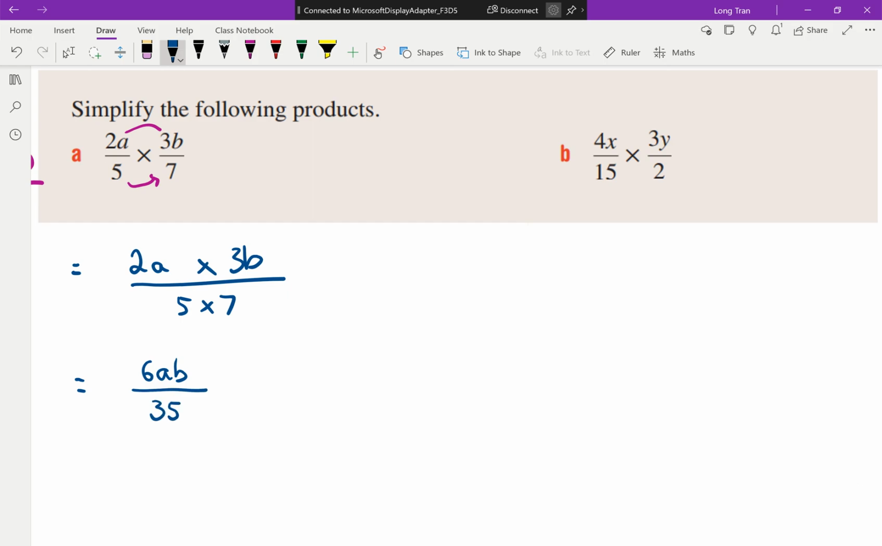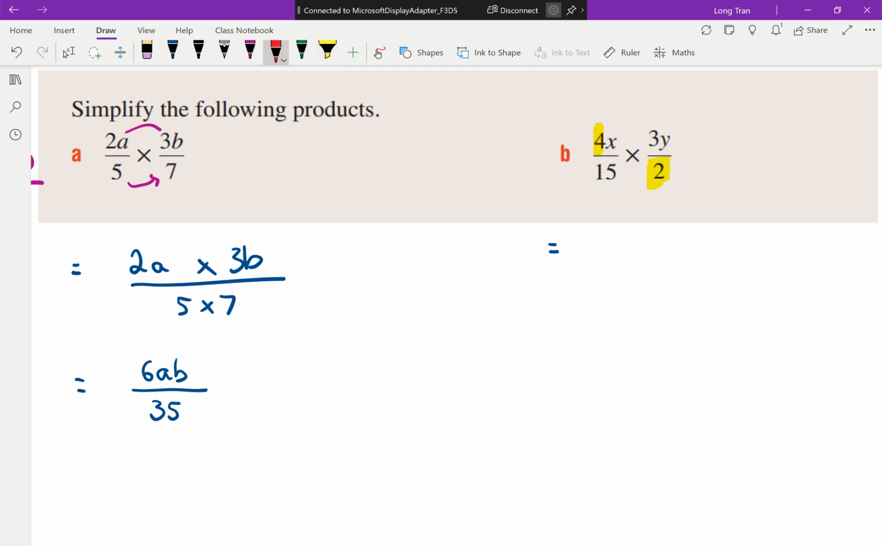Very good. Now, we're going to follow the same pattern for part B. Part B, let's do it again. Same thing. Let's have a look at the 4. Is there a common factor? Yes. Which one? 2. There's a common factor 2. Can we see that 4 and 2 have a common factor?